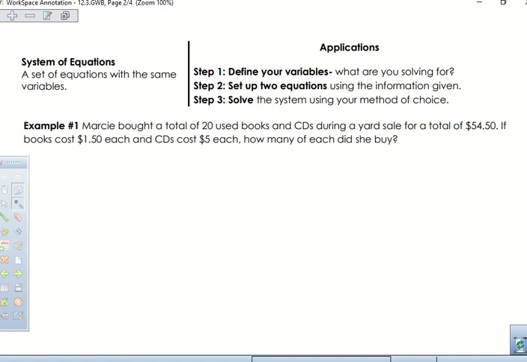Okay? So it says here, Marcy bought a total of 20 used books and CDs during a yard sale for a total of $54.50. If the books cost $1.50 each and CDs cost $5 each, how much of each did she buy? So first thing we want to do is identify variables. You can choose to use X and Y, but I'm going to keep it with the letters that make sense here. So we have B.